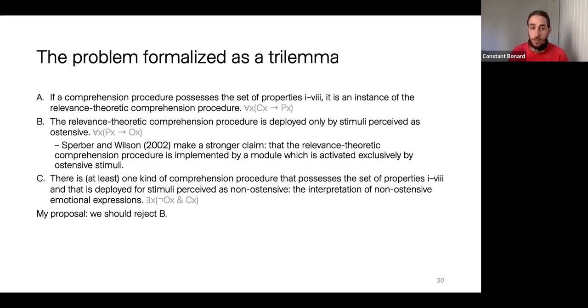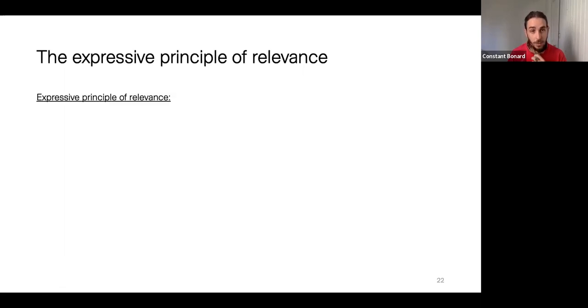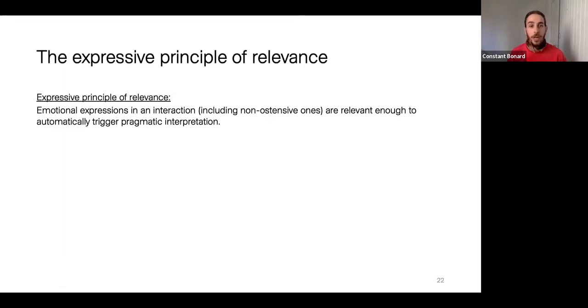So my proposal is that we should reject claim B, that the relevance theoretic comprehension procedure is deployed only by stimuli perceived as ostensive. And this would be more plausible perhaps through the acceptance of the expressive principle of relevance, which says once again that emotional expressions in an interaction, including non-ostensive ones, are relevant enough to automatically trigger pragmatic interpretation, to automatically trigger the relevance theoretic comprehension procedure.